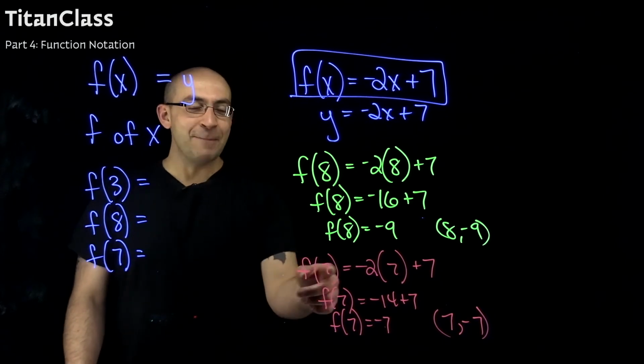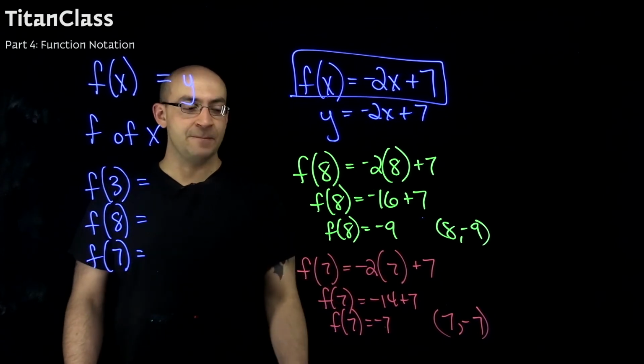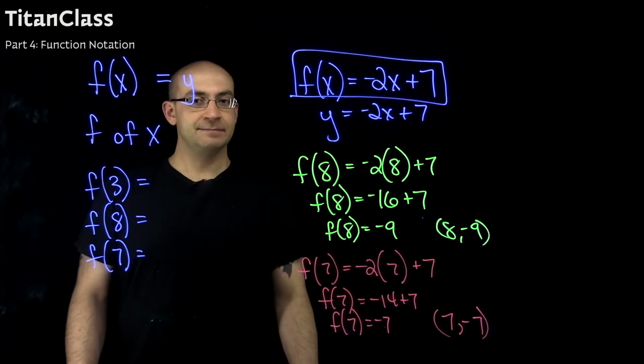So when I put in 7 for my x value and plugged it in here, I simplified it and got negative 7. Let's move on.